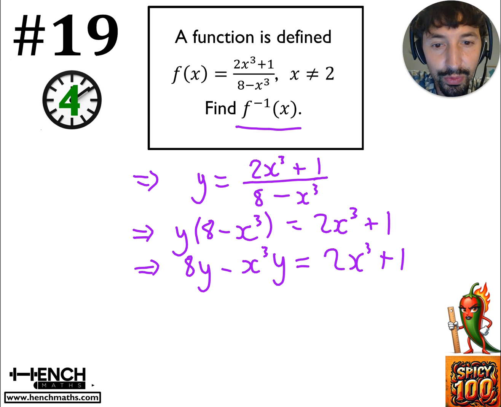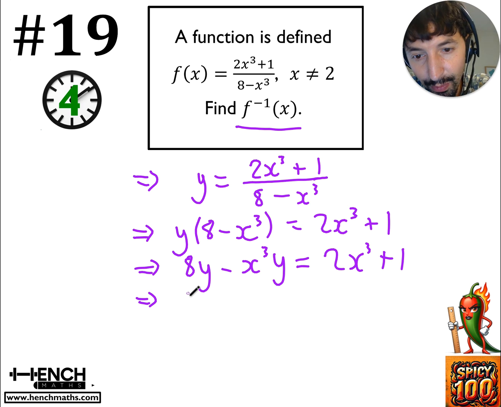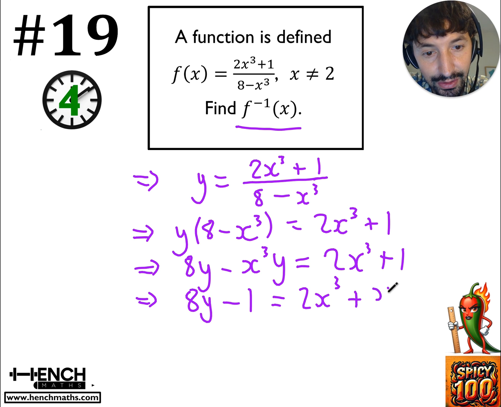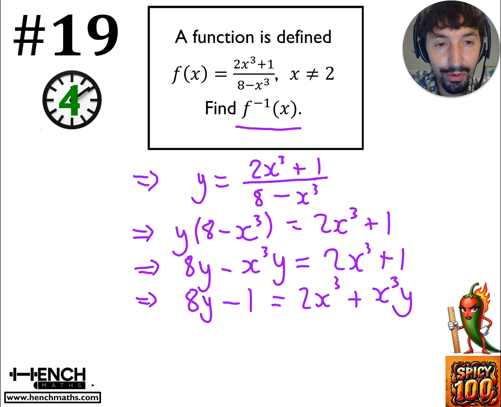Now, to rearrange, you want to get everything with an x or an x cubed to one side and everything without to the other. So I'm going to move the 1 over with the 8y. So I'm going to have 8y subtract 1, and that's going to be equal to 2x cubed plus x cubed y. That's useful because now all the x cubes are on one side. We can actually now factorize that.